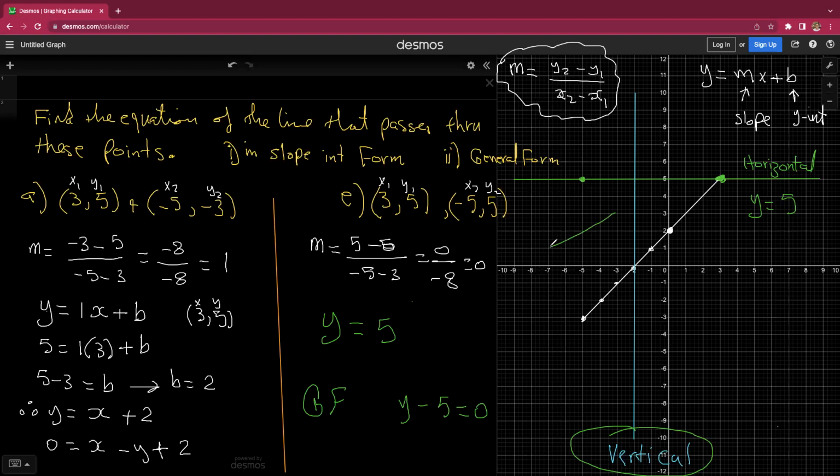It doesn't have a slope. It's right horizontal. It goes straight like that. Vertical goes straight up, but here, how would you know on the equation that it is horizontal or vertical?